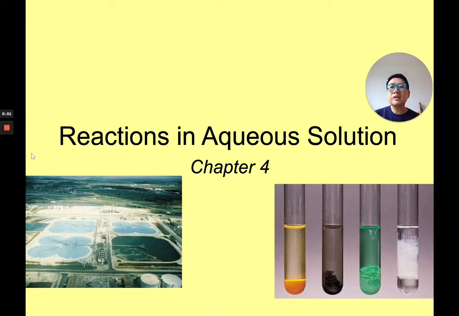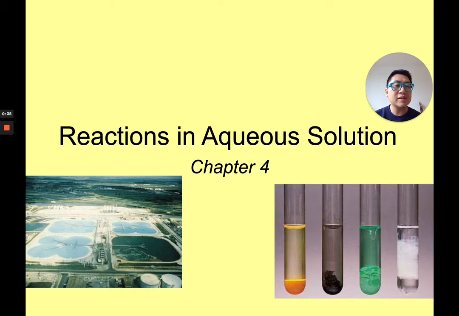Today we're going to start the next chapter, chapter 4, Reactions in Aqueous Solutions. The term aqueous solutions means something dissolved in water. What dissolved in water? It could be sugar dissolved in water. It could be sodium chloride, salt, dissolved in water. It could be sodium bicarbonate, baking soda, dissolved in water. Anything dissolved in water is called an aqueous solution.